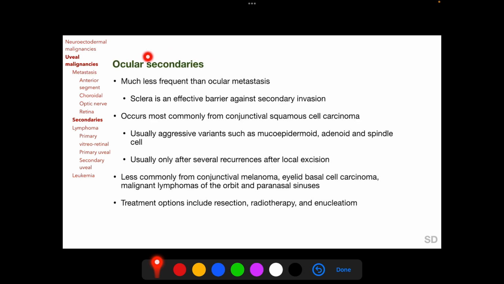Ocular secondaries occur when malignant tumors of tissues adjacent to the globe invade the globe, and they are much less frequent than ocular metastasis because sclera is an effective barrier against secondary invasion of the globe by extraocular tumors.